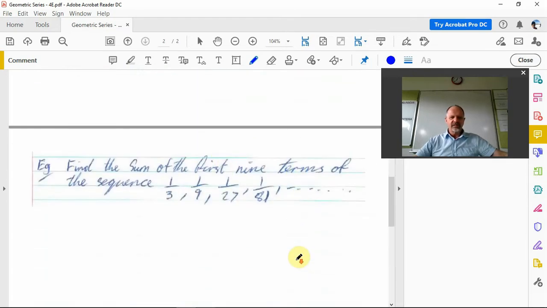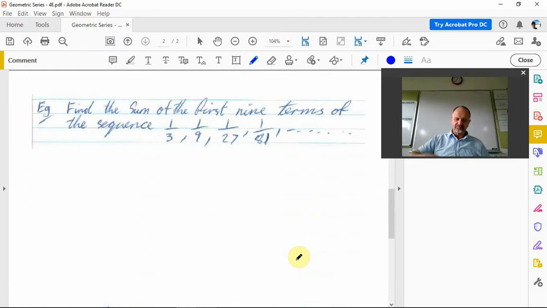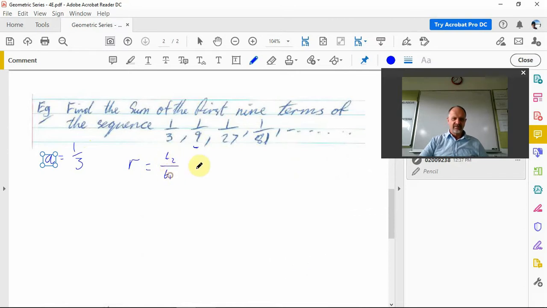So here's an example. Find the sum of the first 9 terms of this sequence. A is the third, of course. The ratio, again, if you're not sure what the ratio is, take a couple of terms. Say the second term: term 2 divided by term 1, which is 1/9 divided by 1/3, which means fractions turn upside down and multiply. So the ratio is 1/3. We're asked for the first 9, so that's n equals 9.